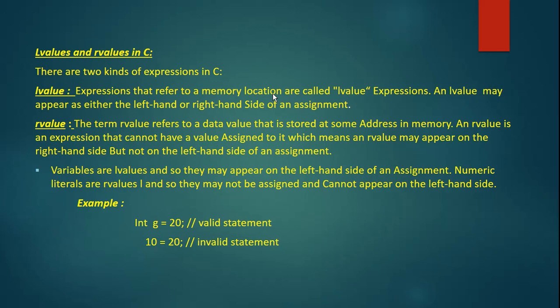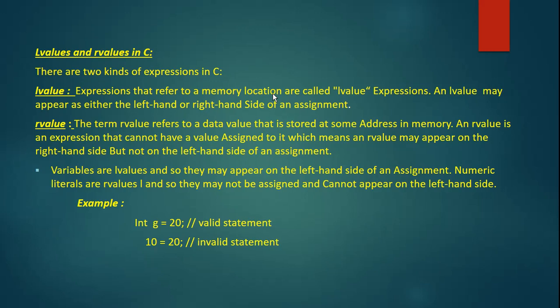Here I am explaining L values and R values with an example. Here I have taken int g = 20. Here I am assigning the variable g equal to 20. This is a valid statement because the variable declaration, the data type of that variable, and the initialization are done correctly. That's why it is a valid statement.